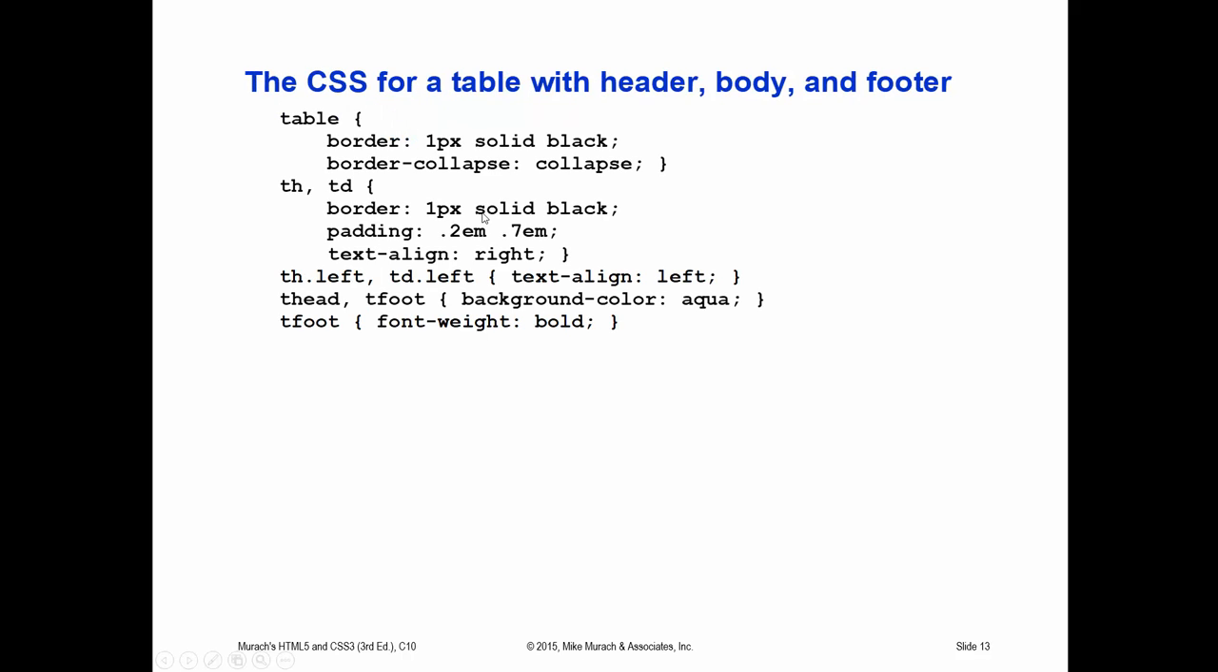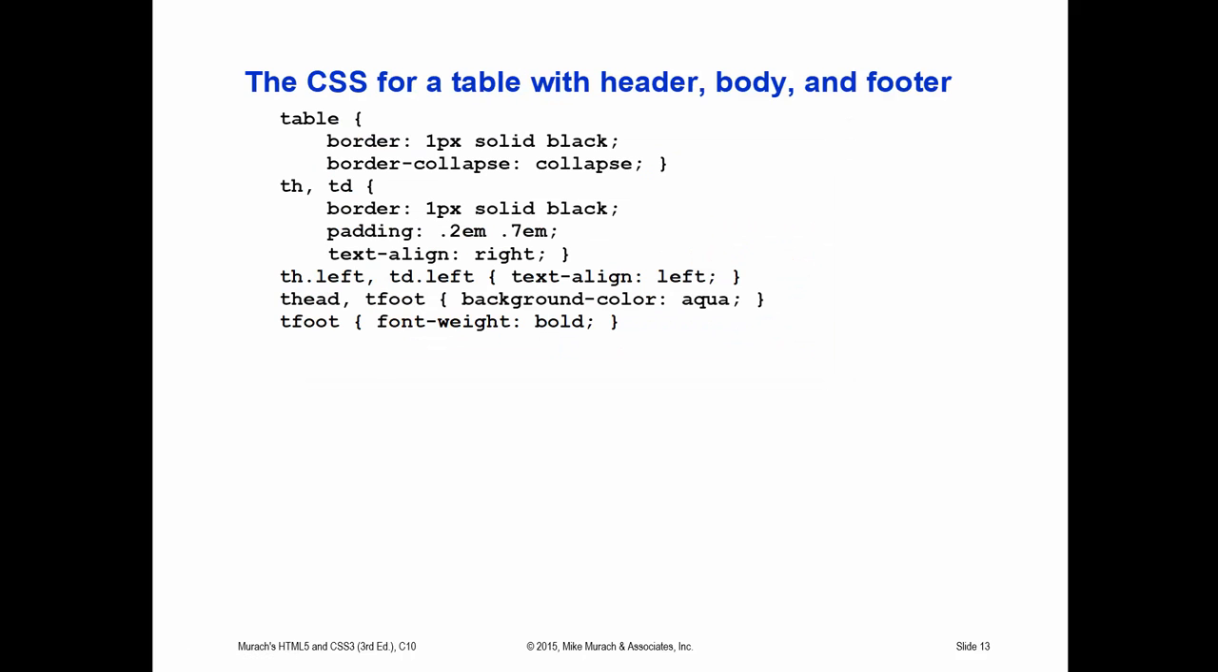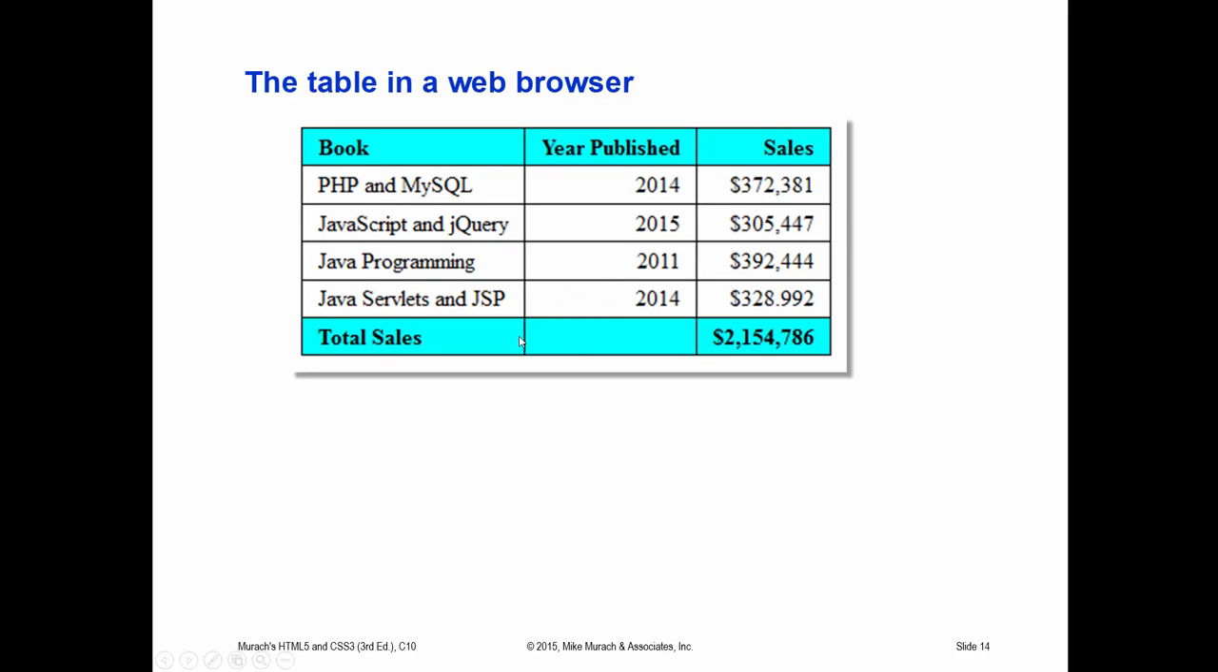So they've got some CSS here that displays those, and again, you can see what happens with this. You'll notice that the table has got a border, 1 pixel solid black. You're telling it to be collapsed. All right, the table header and table data have a border around them with padding. Text aligned to the right. Okay. Table header left and table data left, say to a text align left. T-head and T-foot should have a background color of aqua, and T-foot should be bolded. You can see all the different stuff associated with that.